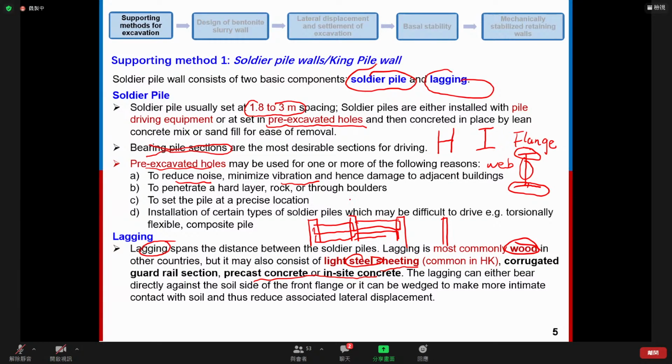So usually if we want to install soldier piles, or if we want to install a legging, we can install the legging in front of the flange like this. This is the flange. And we can also install the legging inside the soldier piles, like the legging is wedged inside the soldier piles. So those are two methods to install the leggings.